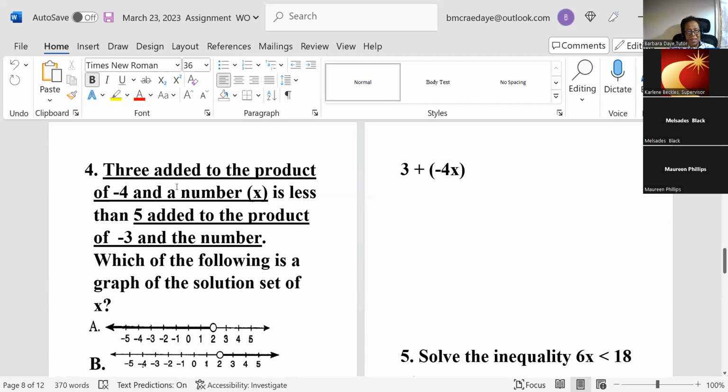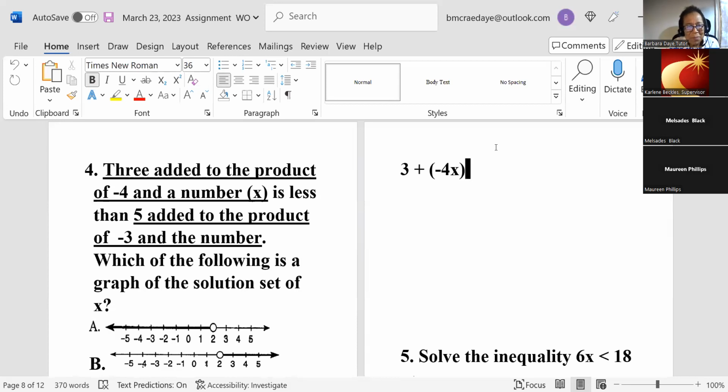You got the -4 and a number X, right? It's telling you what the variable is, X. That means you're multiplying the -4 by a number X. That's side by side multiplication. -4x means -4 times X, right? So the product of, product means multiplication. Remember, we went through side by side.